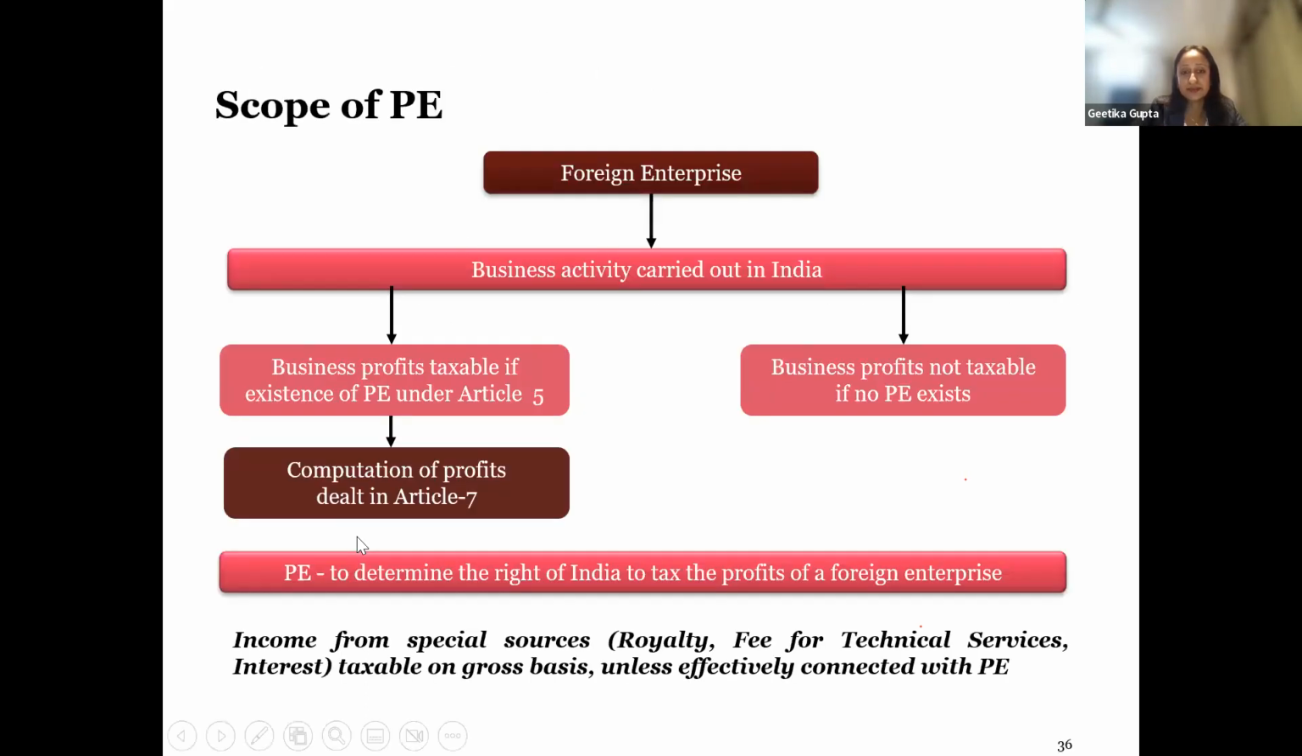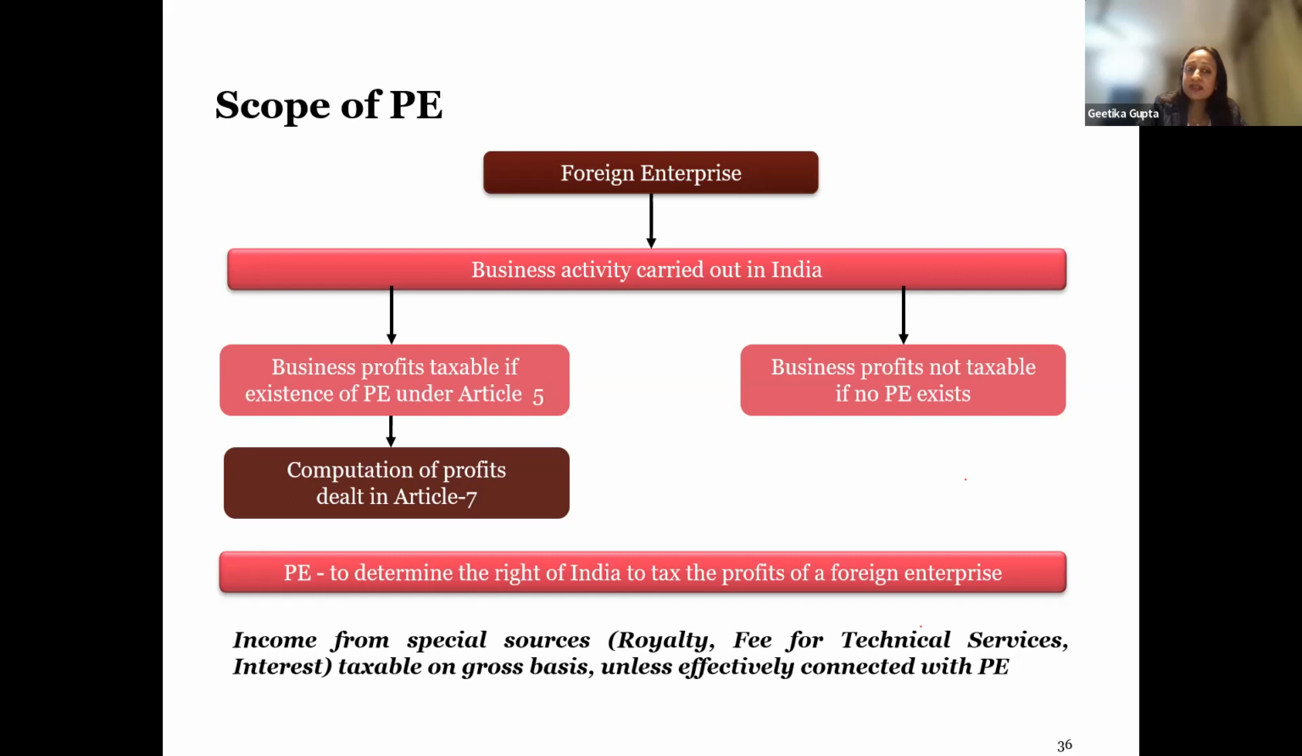Moving to the next slide. So this is a diagrammatic representation for an enterprise carrying on business activity in India. The business profits are taxable if there is a PE. So you check Article 5 first, whether there is a PE in India. If the answer is yes, then the profit needs to be computed in the specified way as mentioned in Article 7 on the right side. If there is no PE, then the business profits which are earned by the foreign entity are not taxable. So the PE is to determine the right of India to tax the profits of a foreign enterprise.